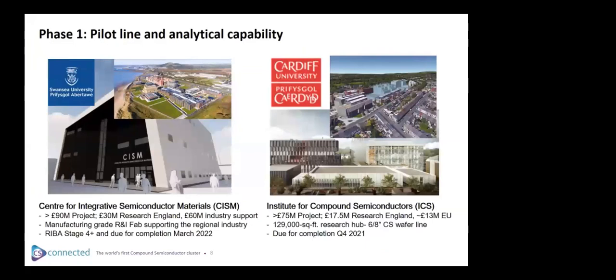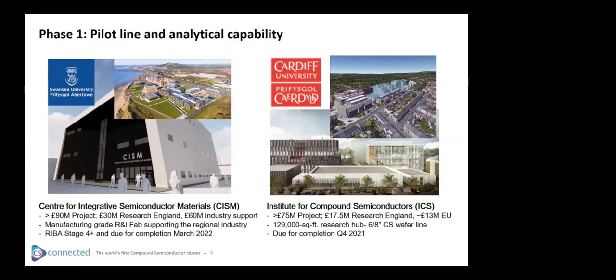In terms of phase 1 of that plan, deploying pilot line and analytical capability, this will be focused at the region's universities, both Swansea and Cardiff. As mentioned, the Centre for Integrated Semiconductor Materials is a 90 million project with a £30 million capital build, which is currently underway and due for completion in March 2022. It will provide a manufacturing grade research and development fab for a wide range of integrated semiconductor and functional materials.